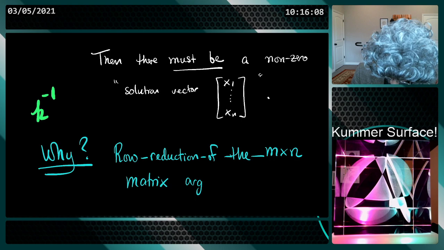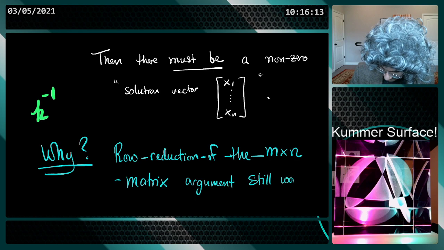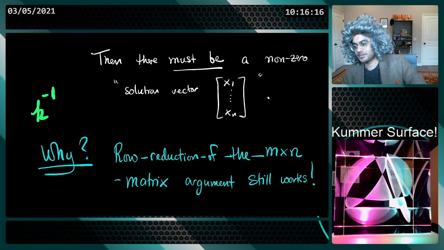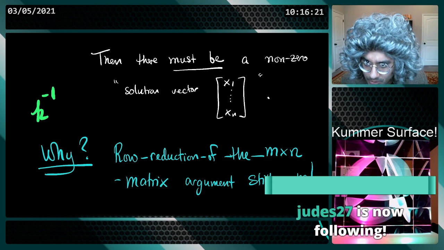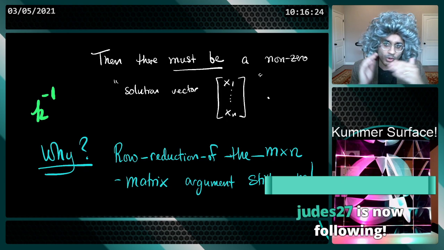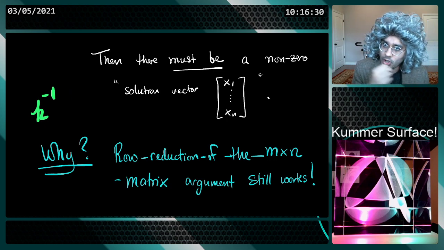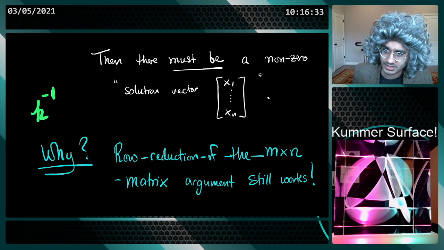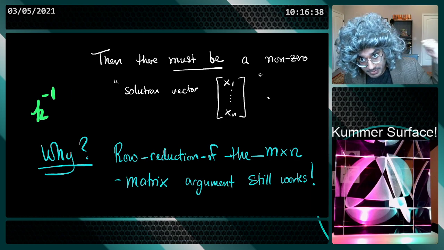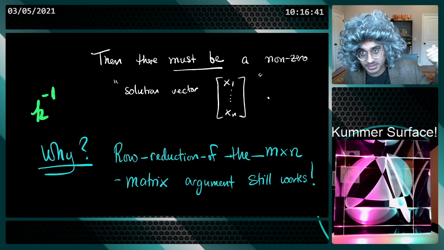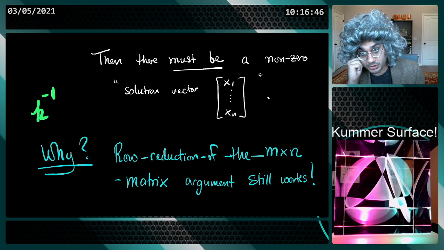Row reduction of the m by n matrix argument still works. So that's all I want to bring to your attention: that more variables in a linear equation than unknowns always produces non-trivial solutions. That principle will be used in conjunction with linear independence of monomorphisms, Dedekind's result. We'll use them together to get our main objective of chapter 10.